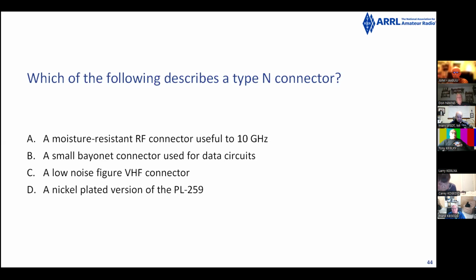Well, there's a couple of big clues there, besides the frequency, because they did mention that. And the first time I used them was for the moisture resistance. They got some nice little O-rings on them, so the outside moisture can't get to the inside. So the answer is alpha. It's moisture resistance, and they said it's good to 10 gigahertz, where the BNC is only good to 4 gigahertz.